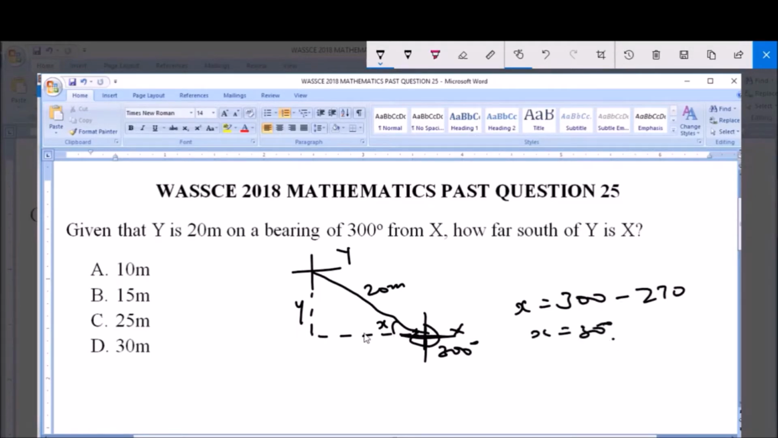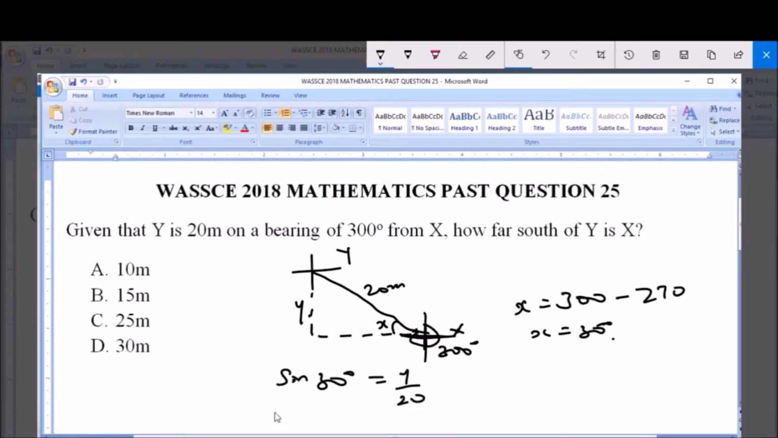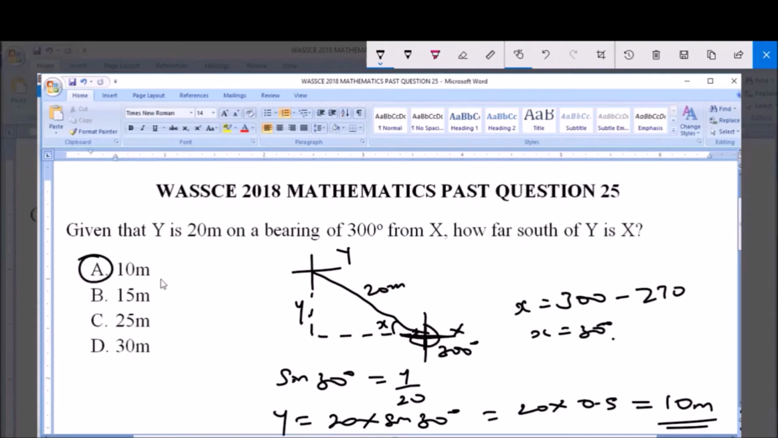Now from this, since we know the value of x will be 30 degrees, y is the opposite of x. We can now say sine 30 degrees, that is sine x, is equal to y all over 20. So y is equal to 20 multiplied by sine 30 degrees, and this is equal to 20 multiplied by 0.5. This is equal to 10 meters. So the distance of x along the south coordinate of y is 10 meters.